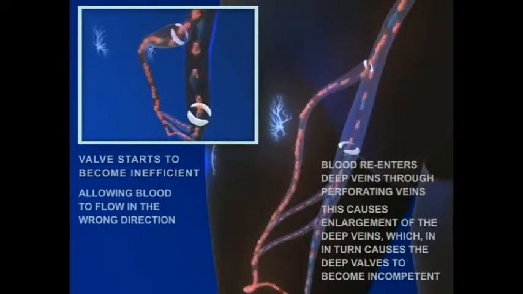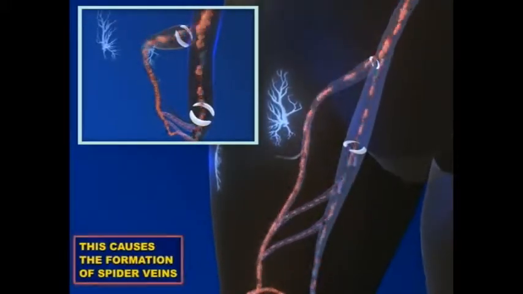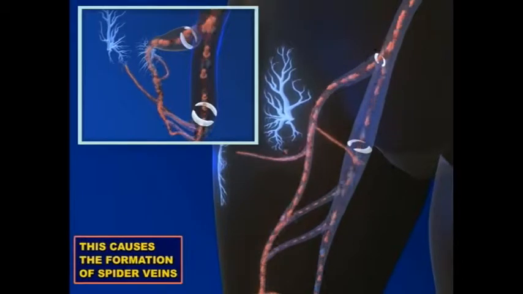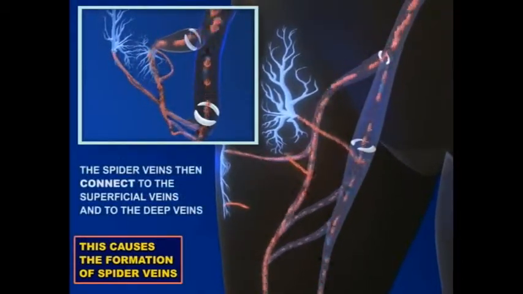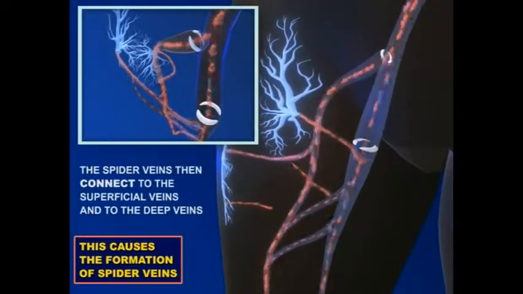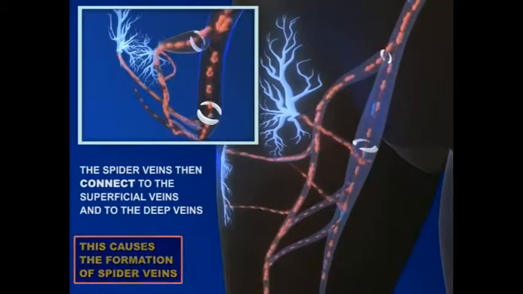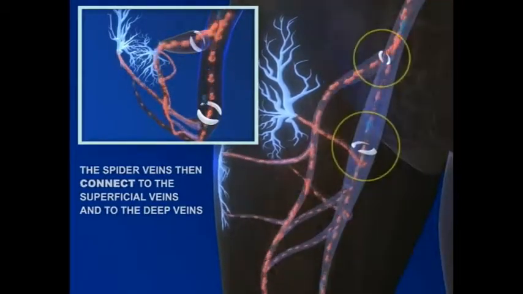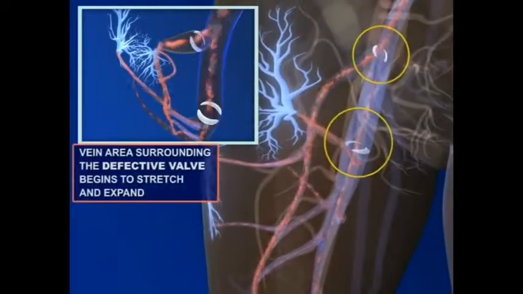You will now see the valve at the upper end of the great saphenous vein, opening and closing, to allow the blood to flow upwards towards the heart and not allowing it to leak downward due to the pull exerted by the gravity.